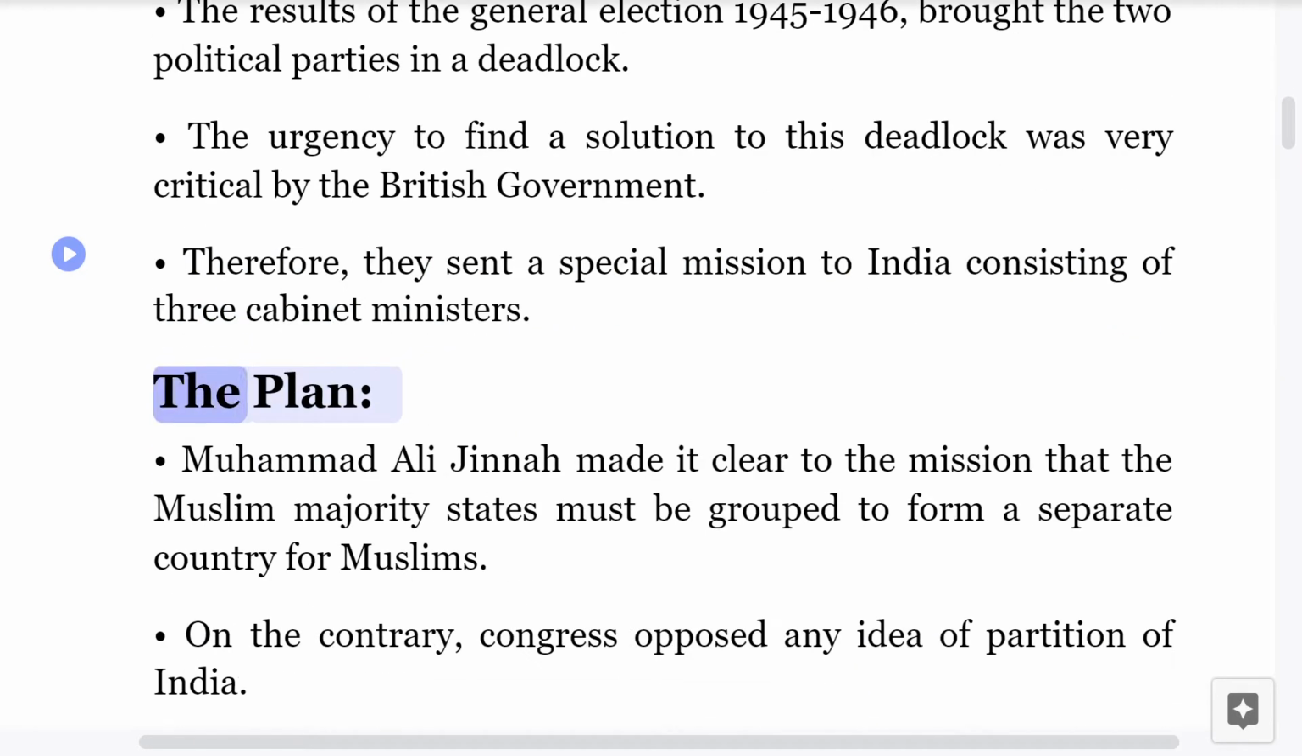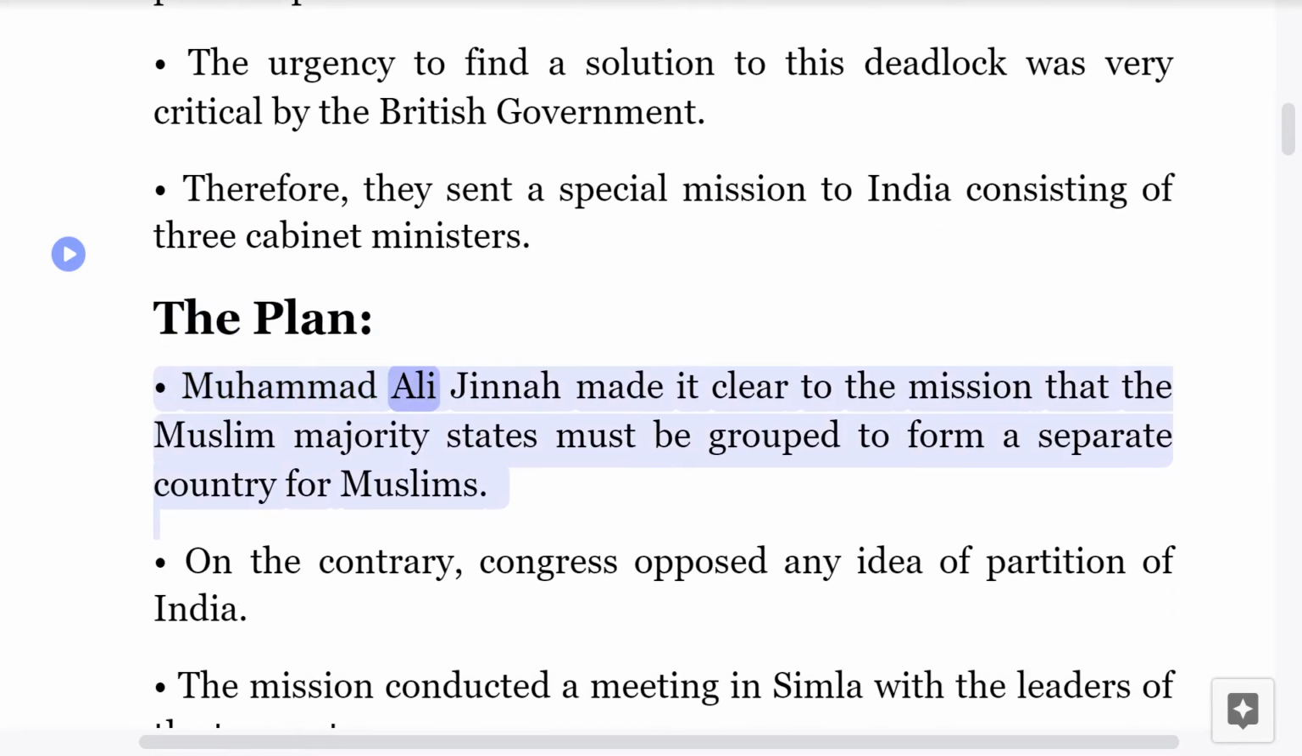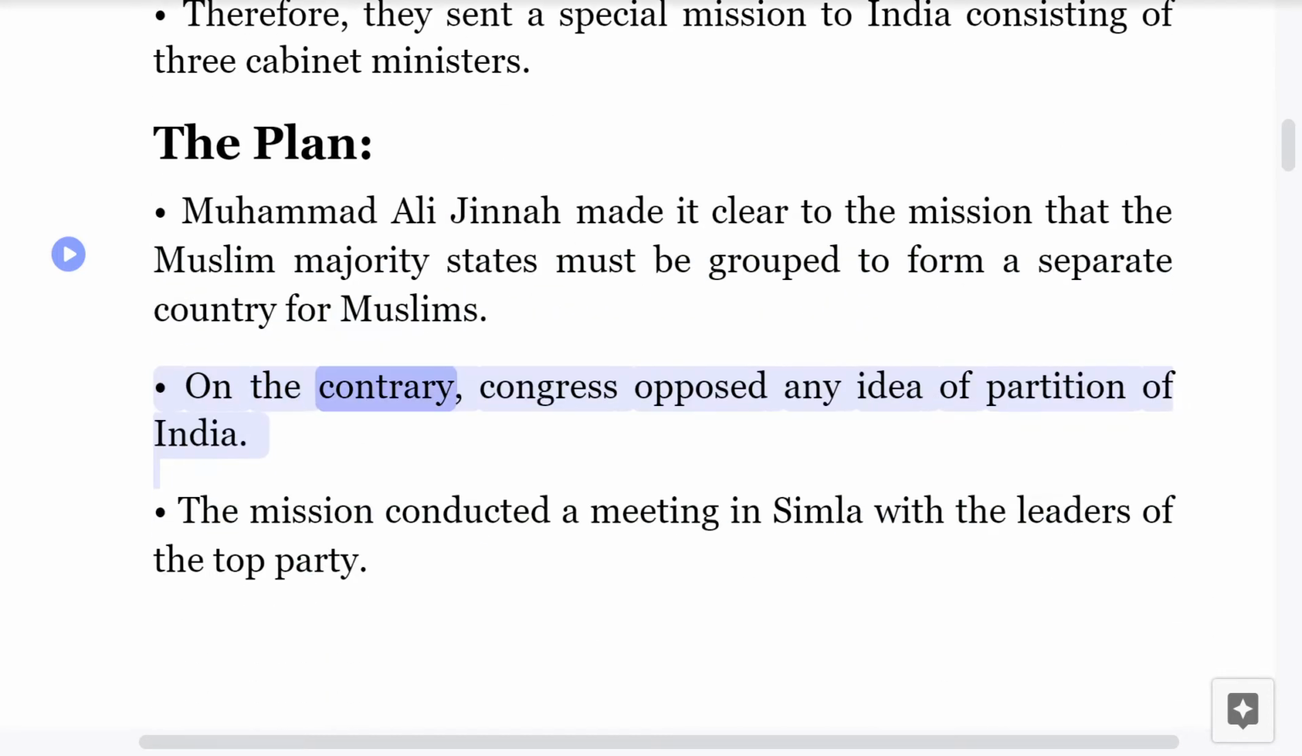The plan. Muhammad Ali Jinnah made it clear to the mission that the Muslim-majority states must be grouped to form a separate country for Muslims. On the contrary, Congress opposed any idea of partition of India.